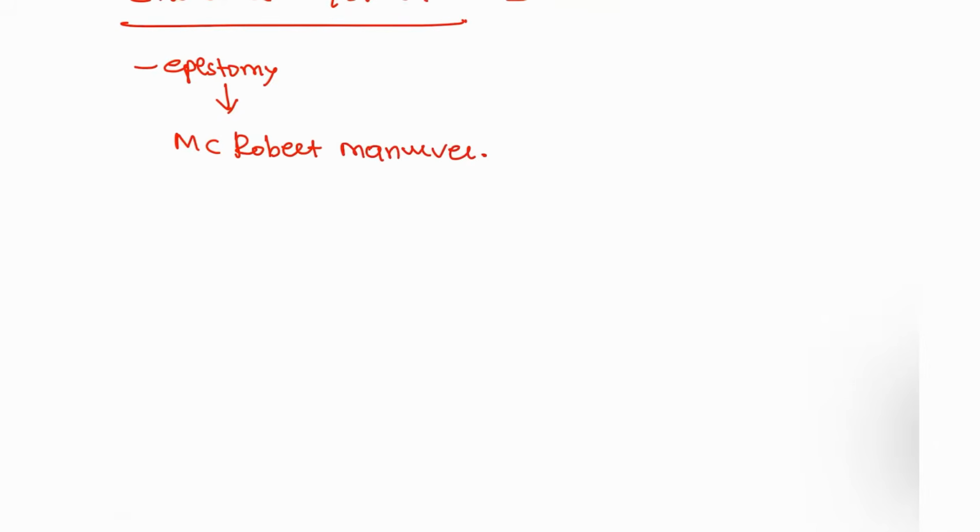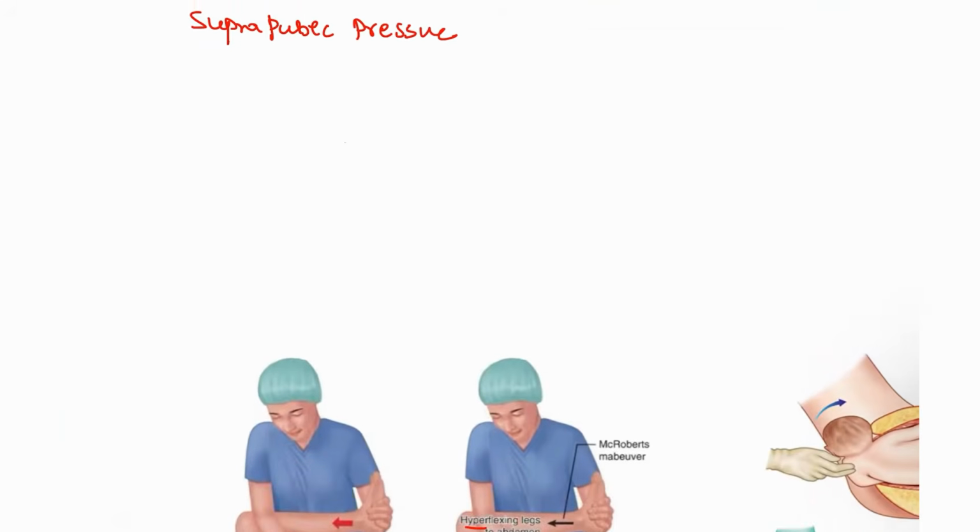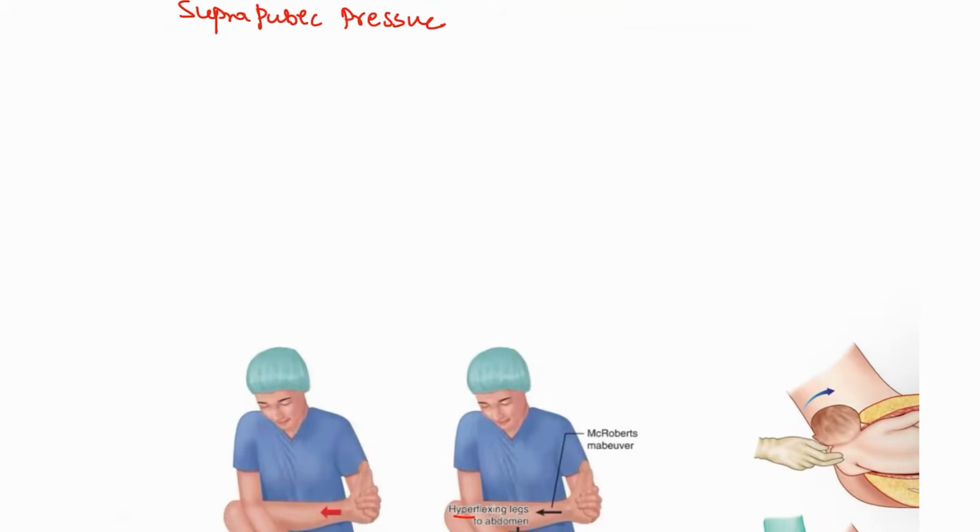This will help with the suprapubic pressure, to be able to deliver the head as soon as possible from whatever the restricted area. This is shoulder dystocia. And even if it is still not coming, then you can go for another maneuver.